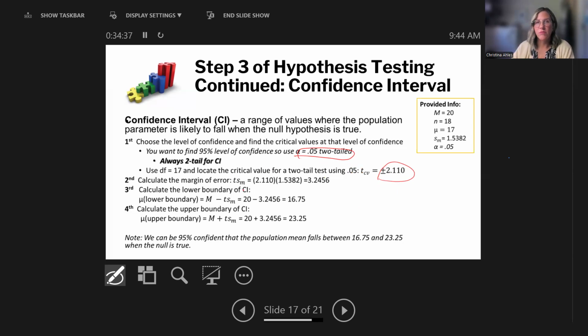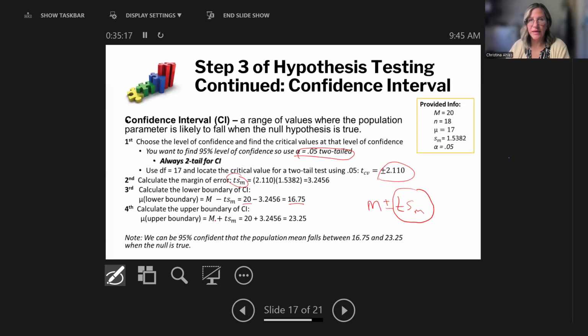Then we're going to calculate our margin of error. The margin of error is just that t critical times the error. So if you remember, the overall equation was M plus or minus t crit times the estimated standard error. This is basically the margin of error that we're going to add to the mean and subtract from the mean. So 3.2456. Then we're going to get the lower boundary. So our sample mean, just 20, minus that 3.2456, that error. So our lower boundary is 16.75.